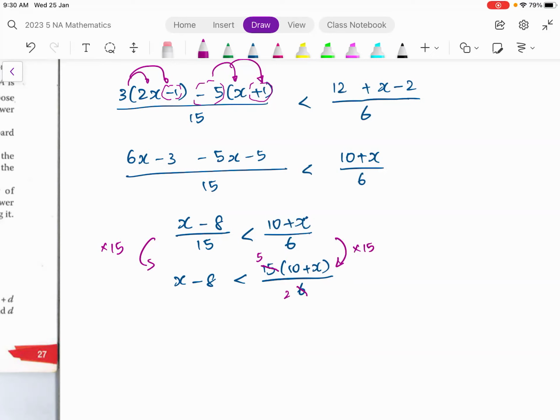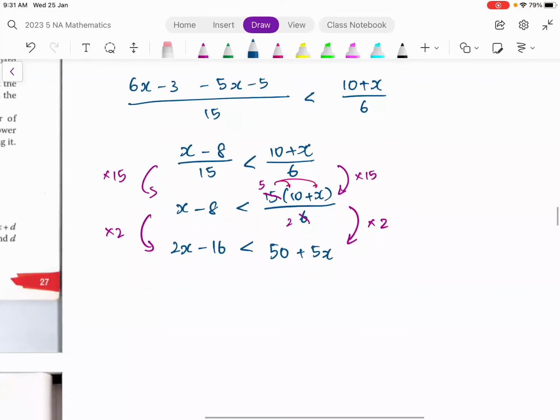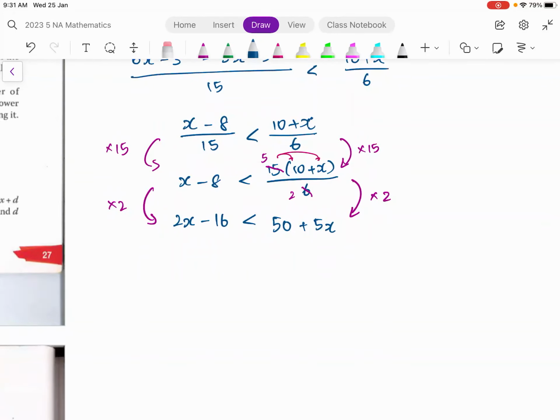Ready? If you all don't understand, you must say. Then I must ask, then I can tell you. Okay, now I want to remove the over 2. So I multiply by 2, times 2. So 2x minus 16, less than, now I'm going to expand already, 5 and 10, 5 and x. So that is 50 plus 5x. Other approaches can also work. If your final answer is the same as mine, then pretty sure yours is correct. Unless you have a mistake with another mistake, then the mistakes cancel off.